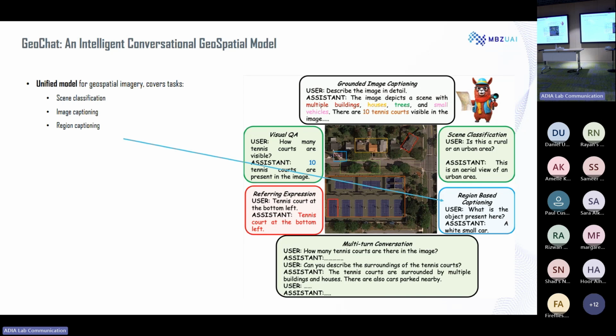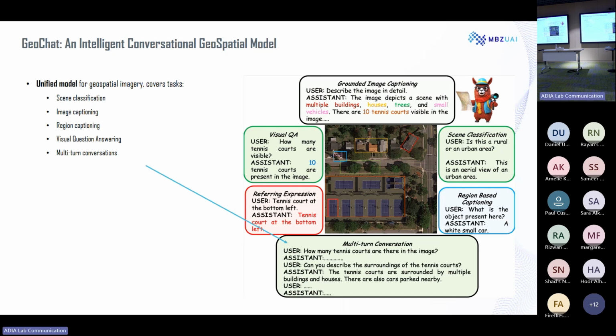In remote sensing imagery, usually a single image can cover a wide range of land. But if the user is particularly interested in a really small area within the image, that's the task of region captioning. For example, in this image, the user is interested in this blue box, what's in that blue box, and the model tells that there is a small car which you can see. Another task we covered is visual question answering. This is a generic open-ended question answering task, where the user can ask any open-ended question based on the image, and the model will try to answer that.